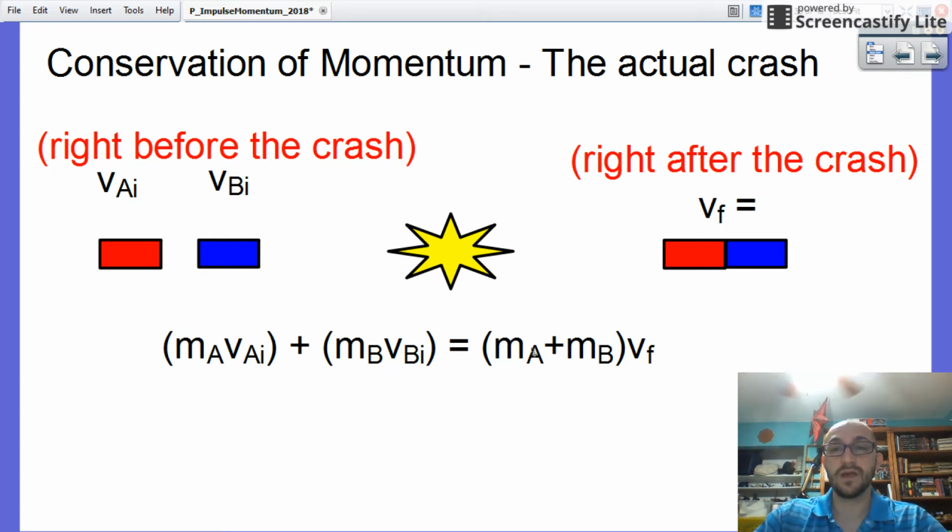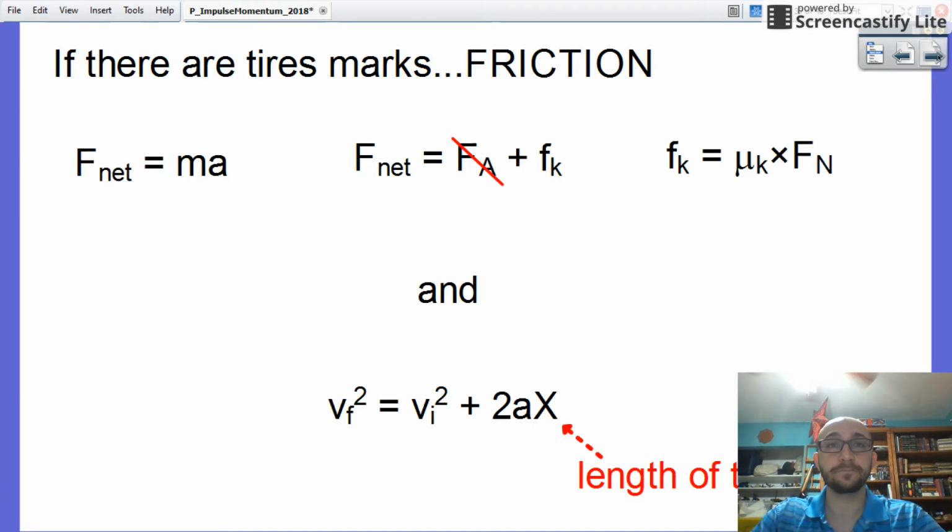If you know the masses and V final and VBI, you'll know all of this and that number, and you'll just need to solve for your unknown, which will be right here. Just like we did in class yesterday. That part's not so hard. Except, I'm not going to tell you these velocities. You're going to have to solve for them, and the way you're going to solve for them is using the tire marks. When you slam on the brakes, you're going to lay down tread on the ground. Those skid marks, the length of that, is going to tell you how fast the cars were going.